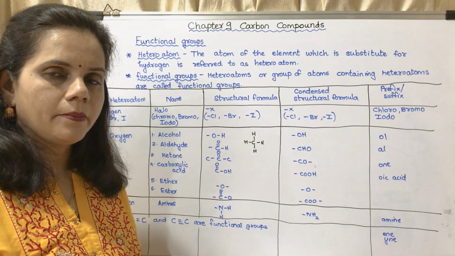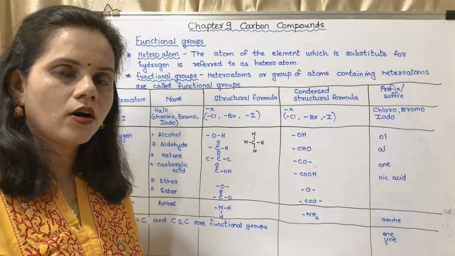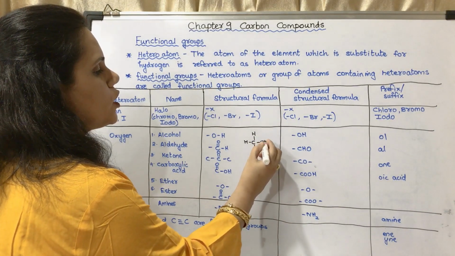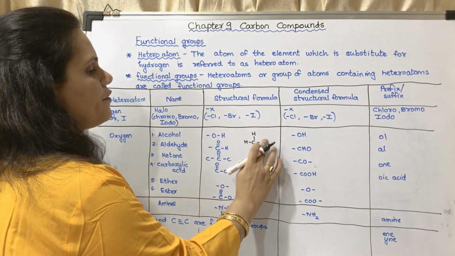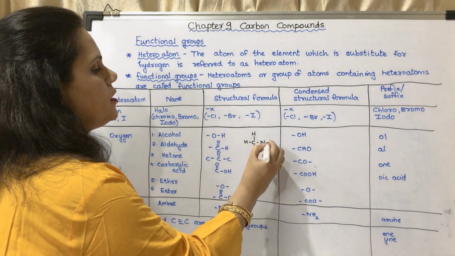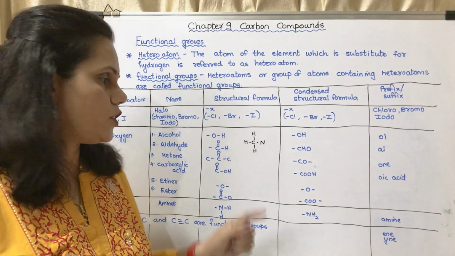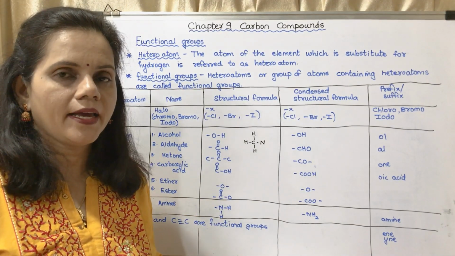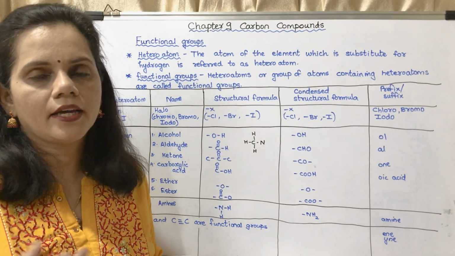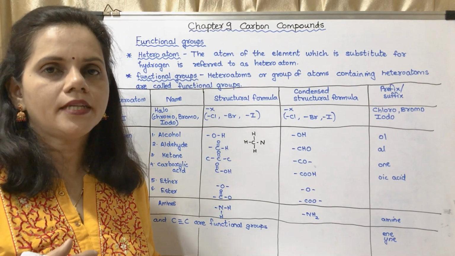Now these carbons have a property of forming bonds with other atoms also. For example, it can form a bond with chlorine, with oxygen, with nitrogen. So any of these or all of them could be substituted. This hydrogen could be substituted by another atom like oxygen, nitrogen, chlorine, bromine, iodine, etc. That means carbon can share electrons with other elements also.